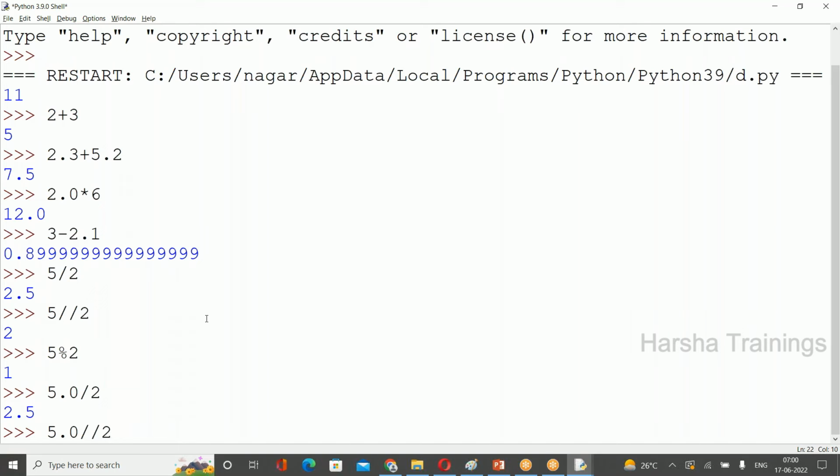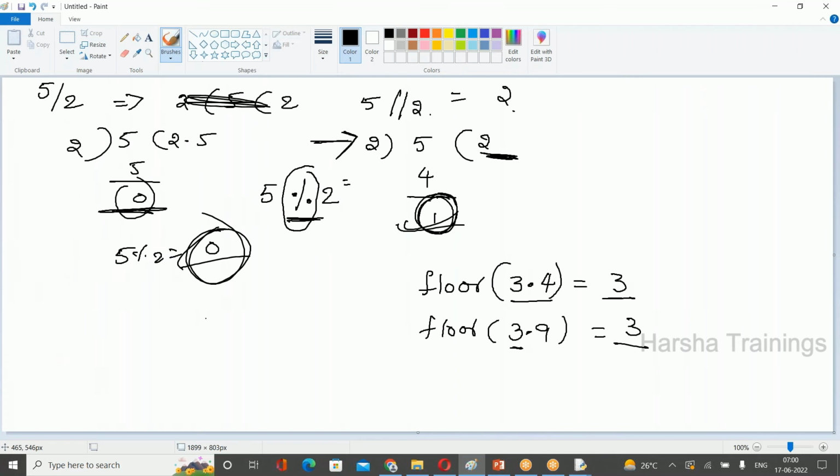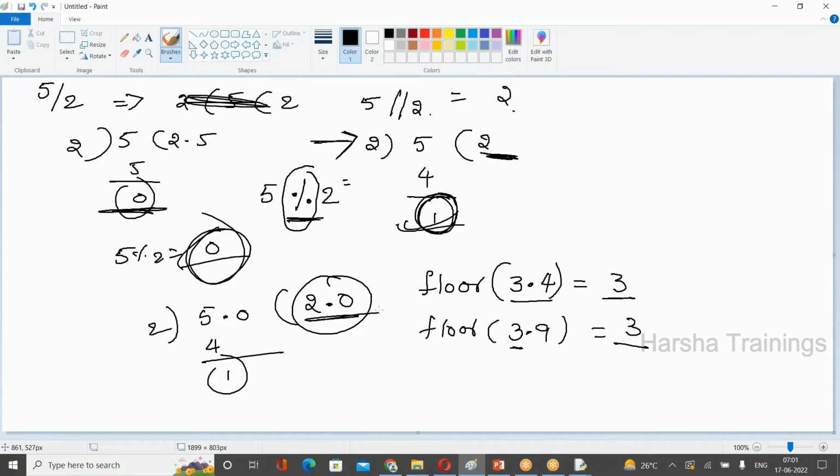Now see the answer, not 2.5. Here the answer is 2.0 only. That is what happens. It performs the division like this: 2 2s are 4, 1. It is 2.0 only. It performs the exact division and then simply adds a decimal point.